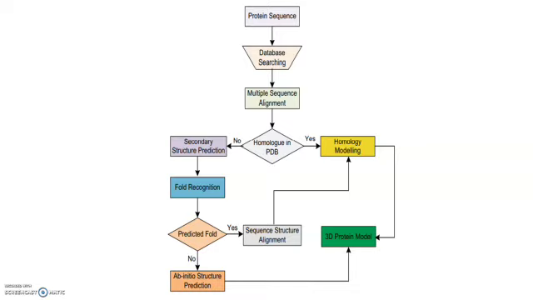If the predicted fold is also not available, then we will use ab initio structure prediction, which is used to identify the protein structure based on its physical properties such as torsion energy, rotamer energy, and phi and psi values, etc.